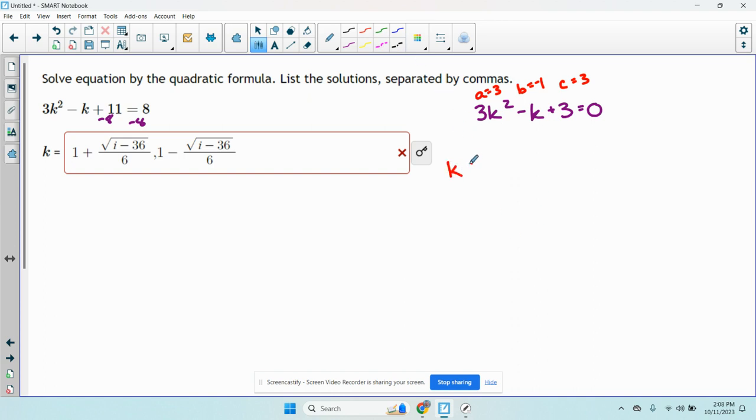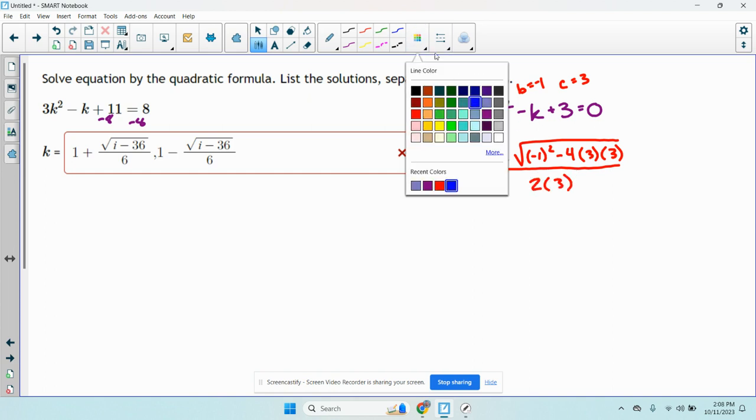I get k equals -b, so whatever b is, make it the opposite. So this will be 1, plus or minus the square root of b squared. So this is -1 squared. I'll write it, -1 squared minus 4 times a times c. 4 times 3 times 3. Make that a little nicer. All over 2a, or 2 times 3.